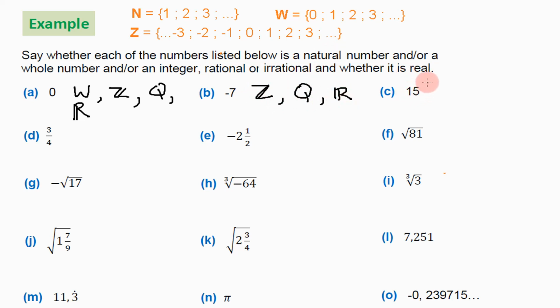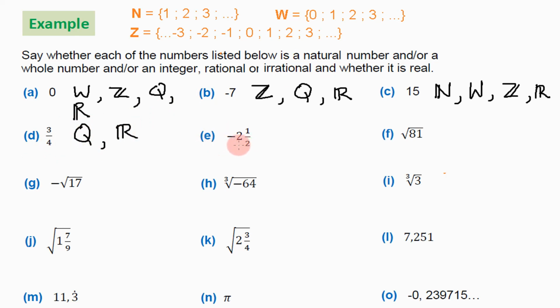Then in C, we have the number 15. It's a natural number. It's a whole number as well. And it's an integer. And hence it must be real as well. Then in D, we have 3/4. This is a fraction, so it's not a natural number, nor is it a whole number, nor is it an integer. All fractions are rational. So it's rational, and hence it must be real.